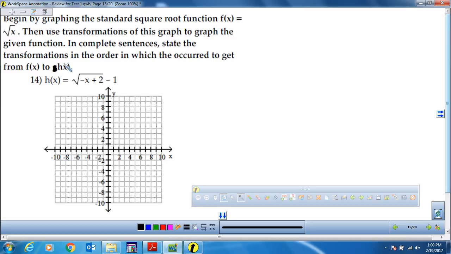Okay, this is a little bit wrong right here, so let me correct it. So that's h of x right here. Okay, so we're going to start by, of course, graphing the function f of x as usual. I'm going to say f of x consists of the function square root of x.